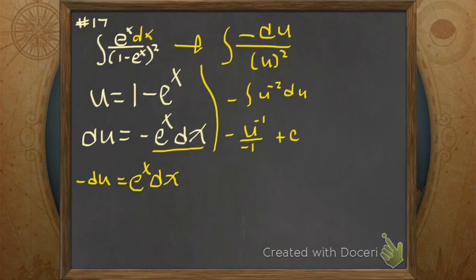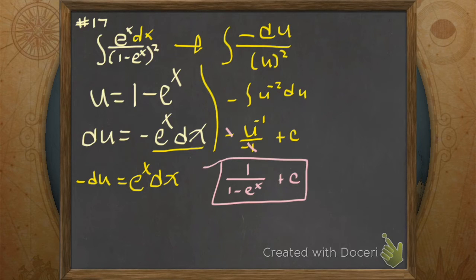Now we're almost done. We found the integral in terms of u. But we don't want the integral in terms of u. We want the integral in terms of x. So what's next? We back sub. Minus and minus make plus. And then u to the minus 1 is the same as 1 over u. But what was u? 1 minus e to the x, plus c.